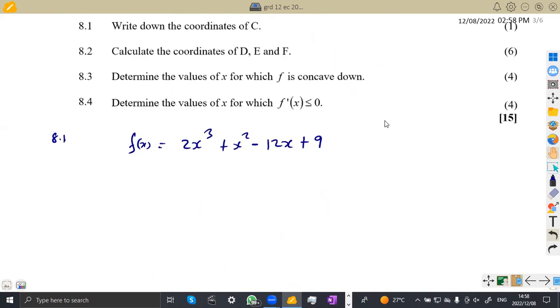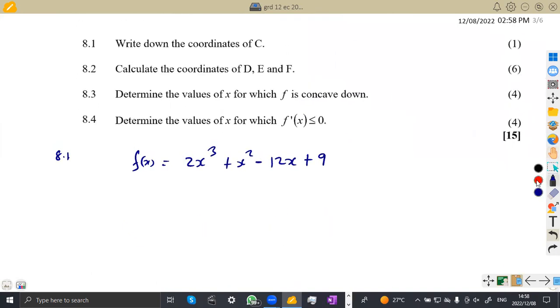And for the y-intercept, we know that x is equal to 0. So if x is equal to 0, there's nothing here, it's a 0 here, which means we are going to have y being equal to 9. So therefore, the point C can be written as x is equal to 0, y is equal to 9. So that's the point C.